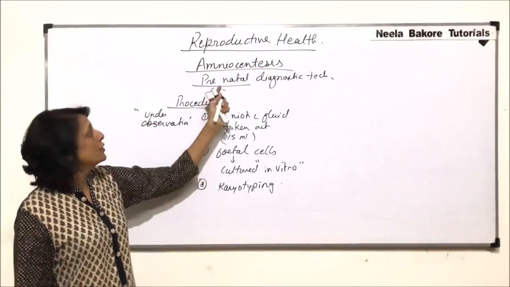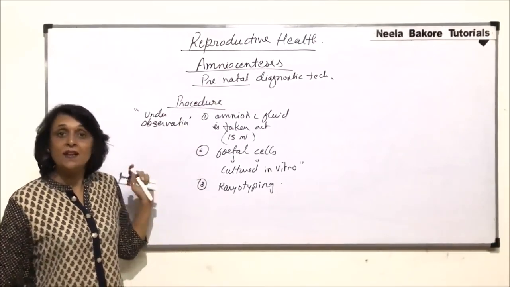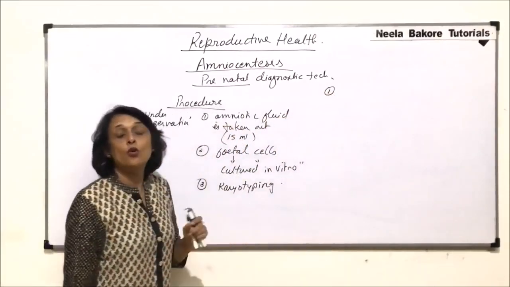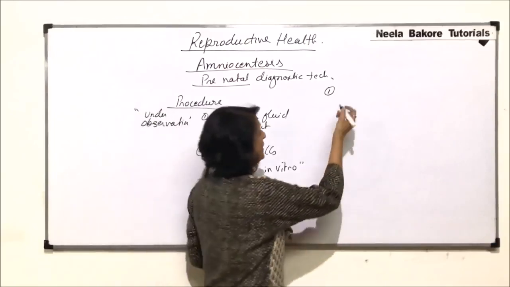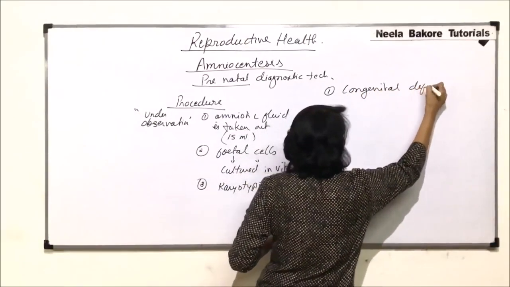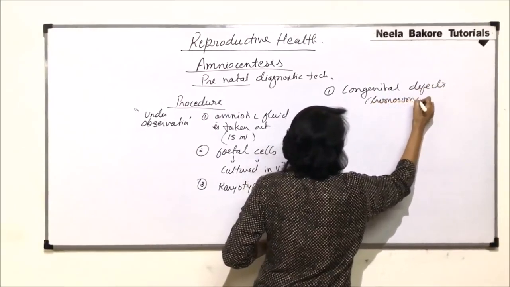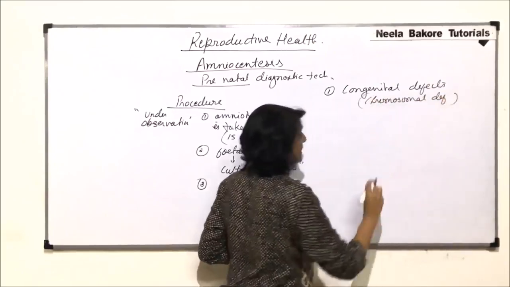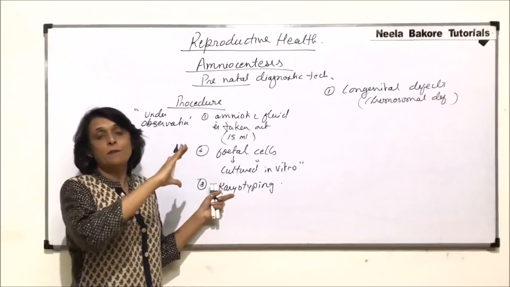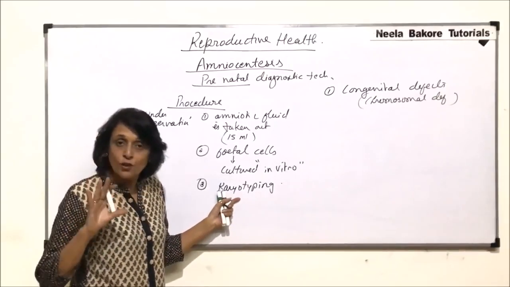What should this amniocentesis be done for? What can be detected from this technique? First, we can detect chromosomal defects. These are basically congenital defects. And here we are talking of chromosomal defects. What exactly do we mean by this? We just now talked about karyotype. Karyotype is going to be all 46 chromosomes in a pictorial form.